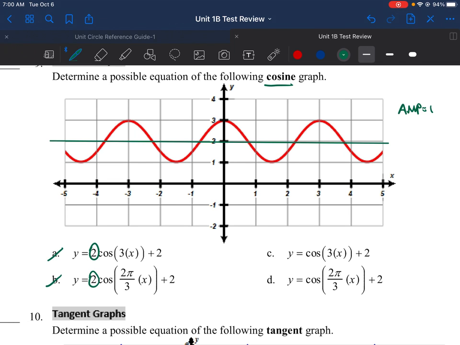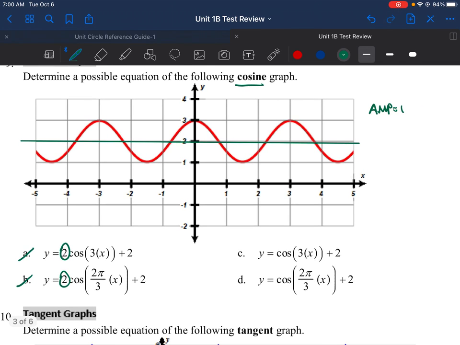Amplitude equals 1, which allows me to automatically get rid of A and B because they both have amplitudes of 2. Okay. The other thing that we can take note of, we see that since the midline has been shifted up 2, we know we have a vertical shift of plus 2. That doesn't help us too much because both C and D have vertical shifts of plus 2. So what we really need to look at is the B term. That's the only difference in answer choices C and D is the B term.